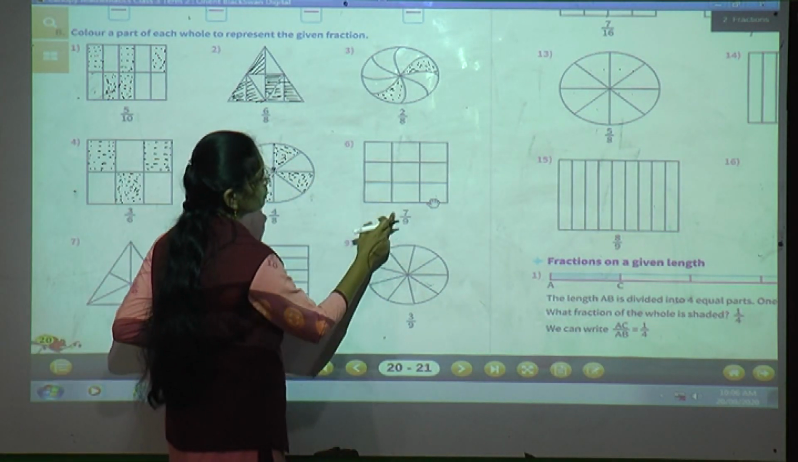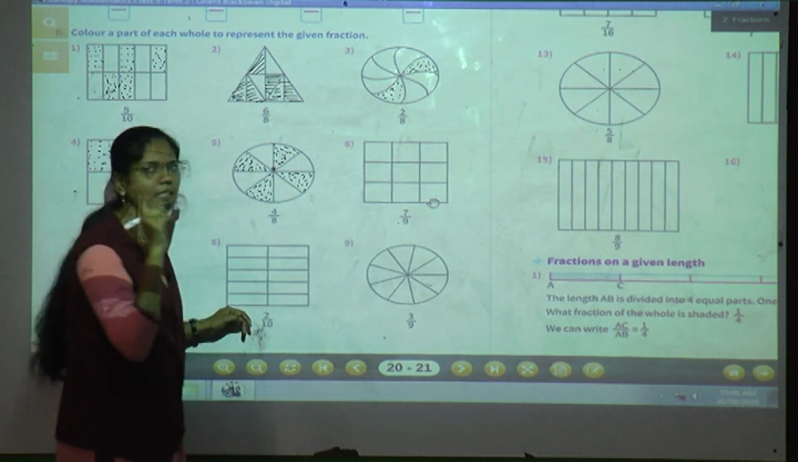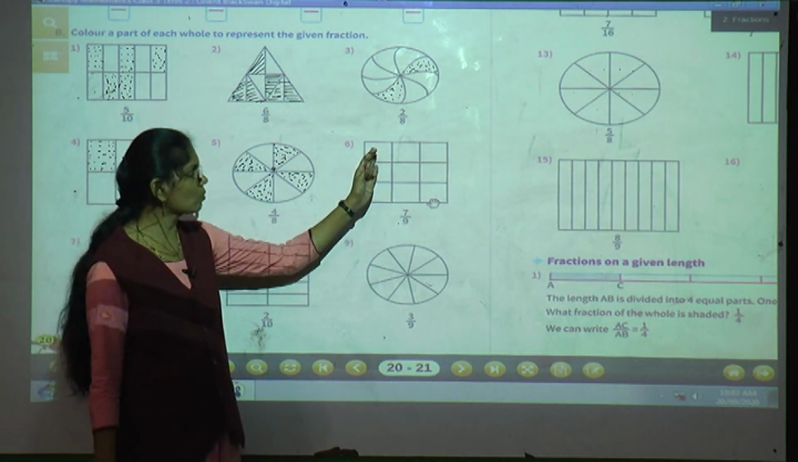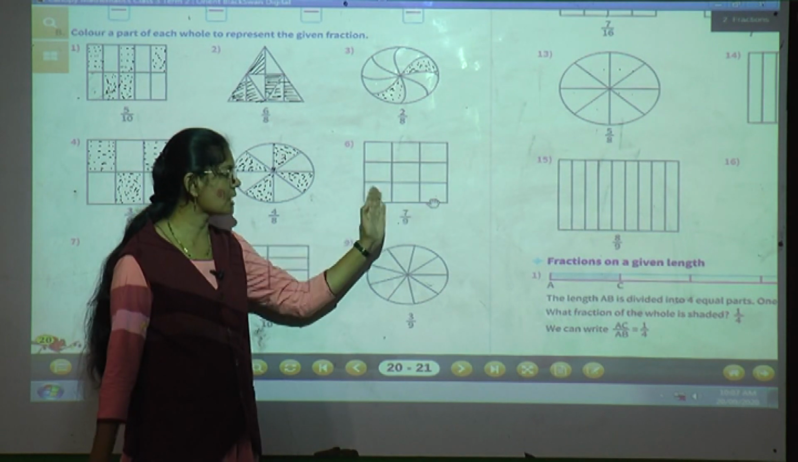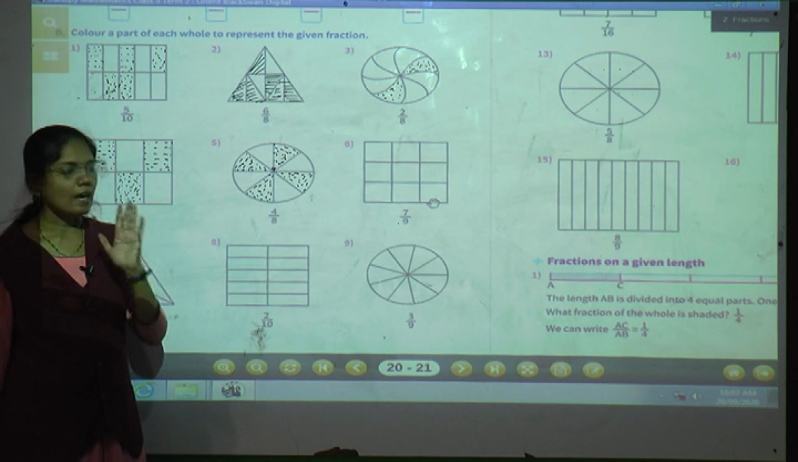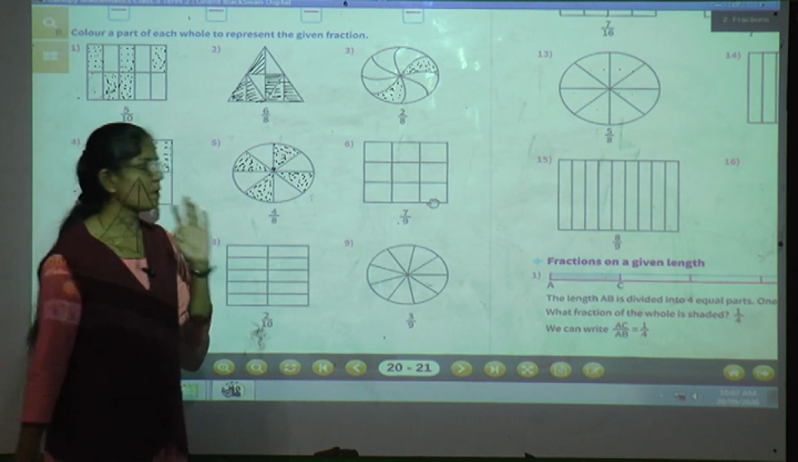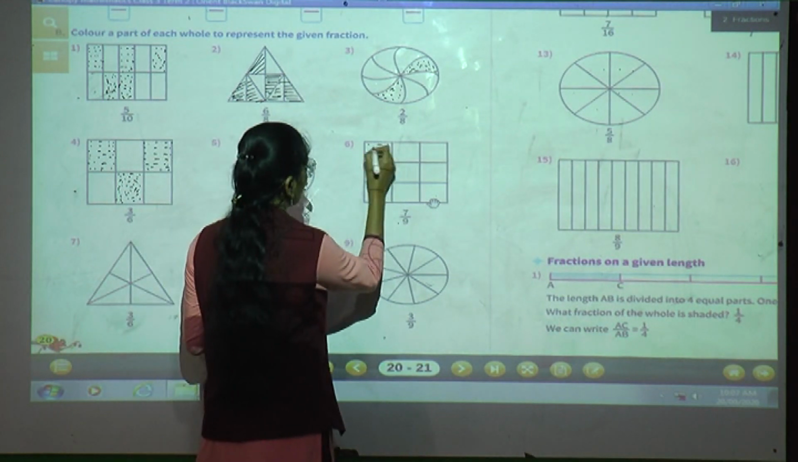See this example. 7 by 9 means this whole is divided into 9 equal parts. You can see here, you can count also: 1, 2, 3, 4, 5, 6, 7, 8, 9. Here total 9 equal parts are there. And out of that 9 parts we have to color 7 parts. Okay. So color the 7 parts.